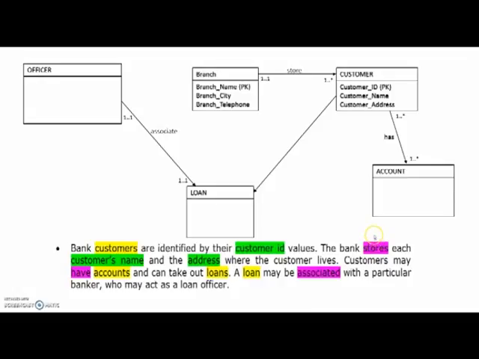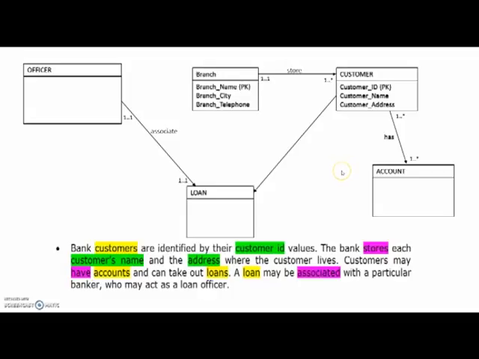Besides that, I use purple color to highlight the relationships. The relationship is used to describe the relationship between two entities. The word store shows the relationship between the branch entity and the customer entity. It means that branch stores customer ID. In the sentence, we know that only one branch will store one or many customer IDs, names, and addresses.